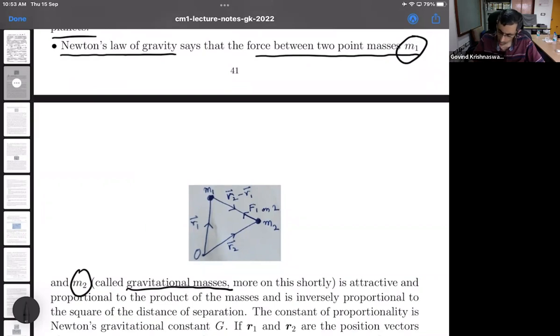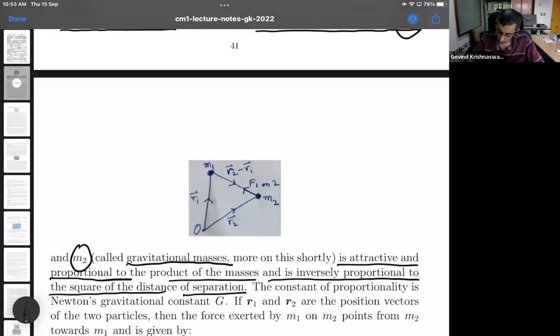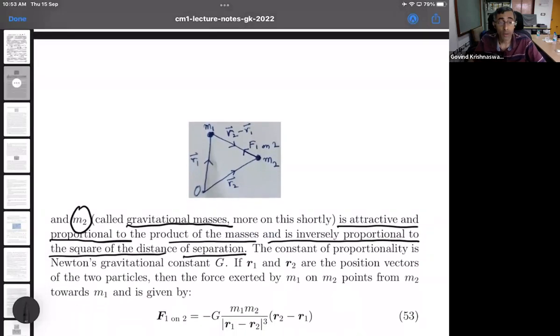So Newton's law of gravity says that the force is attractive and proportional to the product of these gravitational masses and inversely proportional to the square of the distance of separation. Okay, so that is a mouthful, but we can write it down as an equation. So we said that the force is proportional. Okay, so there is some proportionality constant involved. So the constant of proportionality is called Newton's gravitational constant in honor of Newton, denoted capital G.